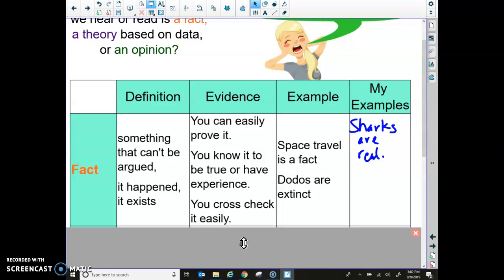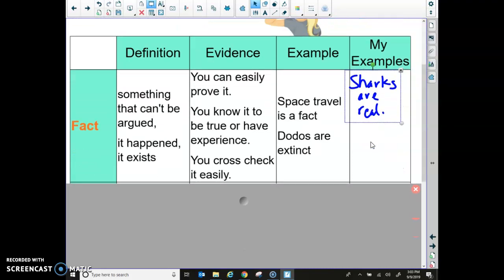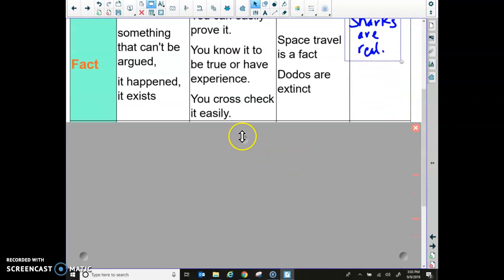It exists. I work at Seward Middle School. That is a fact. Seward, Alaska is at latitude 60. That is a fact. These are pretty easy to prove or disprove. You can cross-check them. They are specific. They are based on numbers and things that happened or existed. Space travel is a fact. Dodos are extinct. And then someone in my class suggested sharks are real. That is a fact. But in this box, you need to come up with something specific to you that you know to be a fact. Something that can be proven. You can't argue about it.